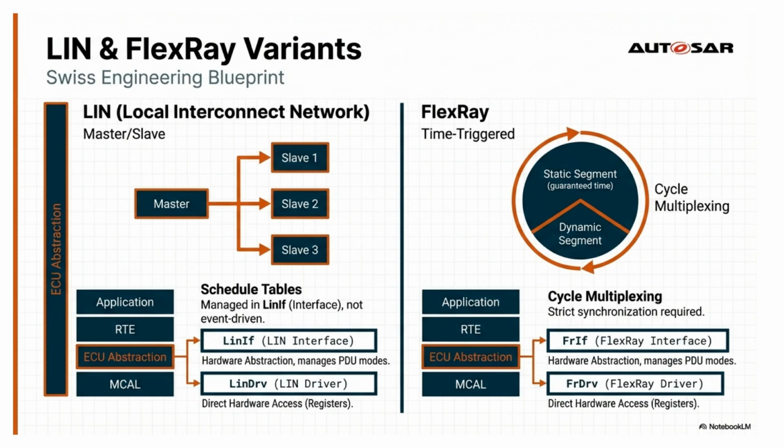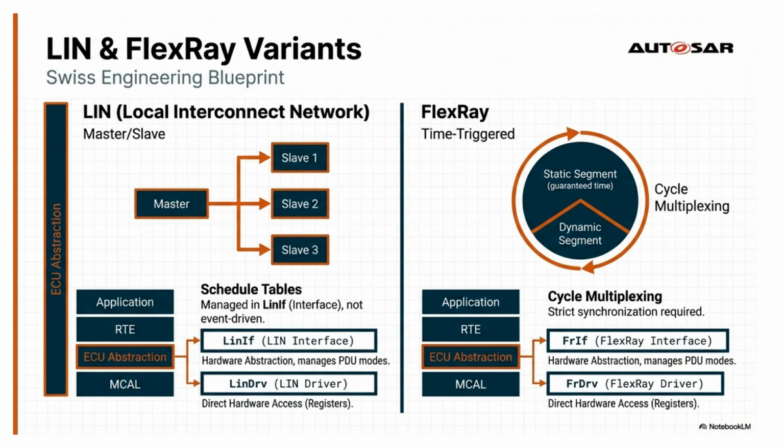LIN operates on a strict master-slave topology, where a single master node controls all bus access through an active scheduling mechanism. A defining feature of the LIN stack is the schedule table, managed by the LinIf LIN interface module. This table contains a sequence of items defining which frame ID should be sent at what time, ensuring that the network remains collision-free without being event-driven. The LIN driver serves as the base layer, providing direct hardware register access to perform physical transmission.